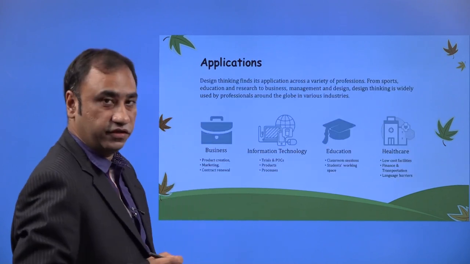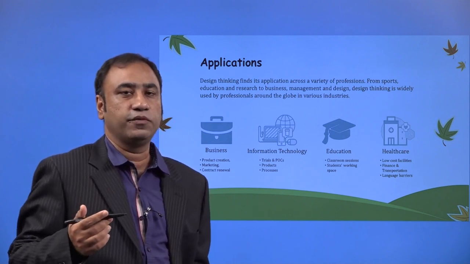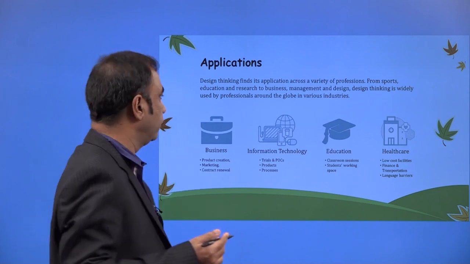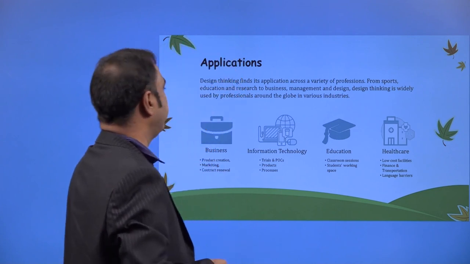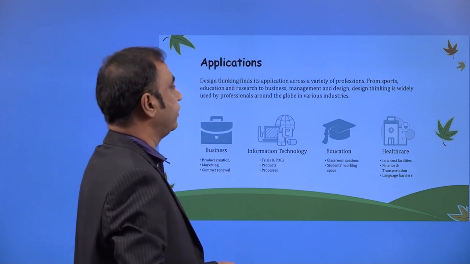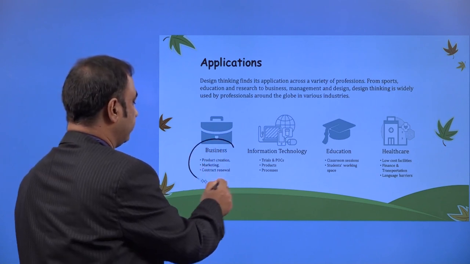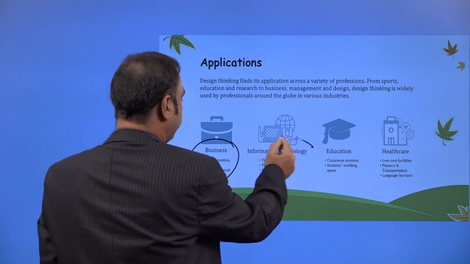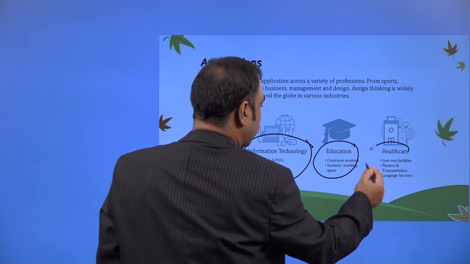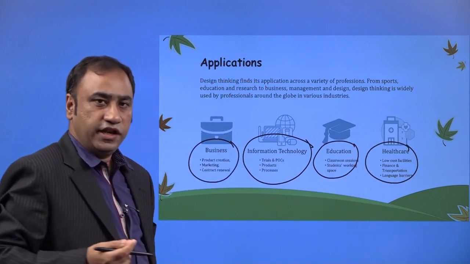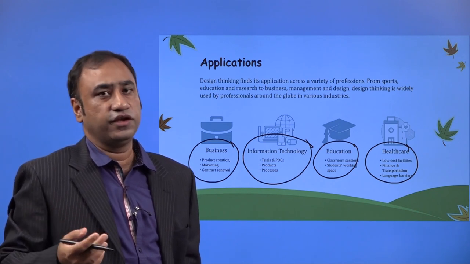So, applications of design thinking. As we saw earlier, it was for specific industries. Now it is applicable to all different disciplines. Design thinking finds its application across a variety of professions, from sports, education, research, business, management. It is widely used by professionals around the globe in various industries. So business, yes, design thinking is applicable. Information technology, applicable. Education, applicable. Healthcare, it is applicable. Sports, any different area or industry you take, design thinking is applicable.